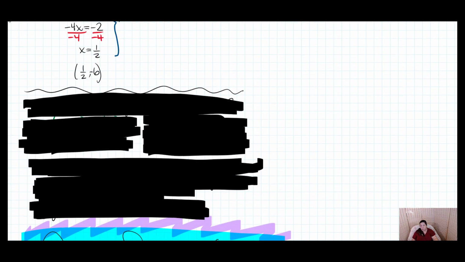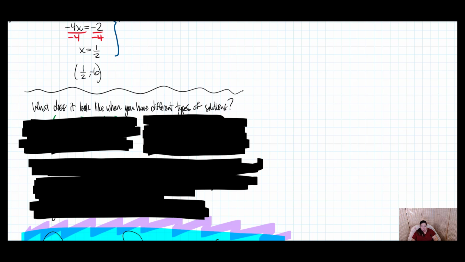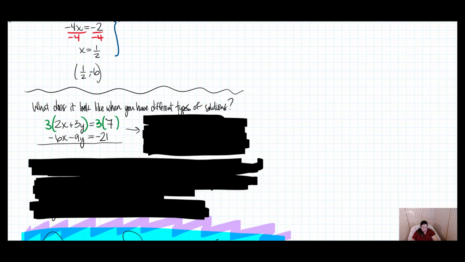So this is our last example, and this one I'm actually asking you to discuss something. It's along the same lines, but we're looking for something different. So we want to know, what does it look like when you have different types of solutions? So you're given the example 2x plus 3y equals 7. I'm so sorry that I have that multiplied by 3 in there. Let me erase that and I'll just write it in a second.